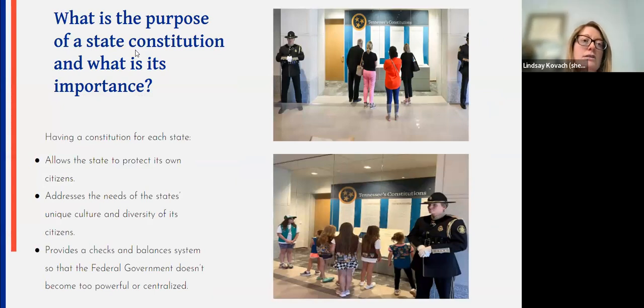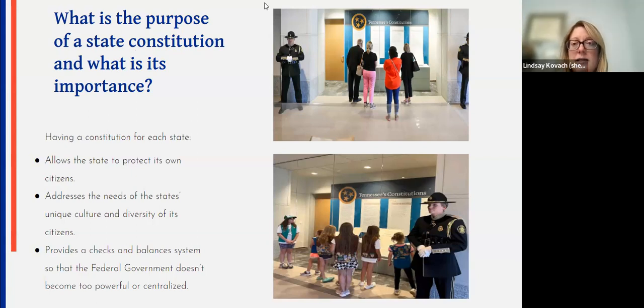So what is the purpose of the state's constitution? Having a constitution for each state, and all states have their own constitution, allows the states to protect its own citizens. Each state has diverse and unique culture and needs for their citizens. So it's important for states' governments to have their own constitution to address the unique culture and diversity within each state. And then it provides checks and balances for the federal government, so it does not become too powerful or centralized within the federal government.